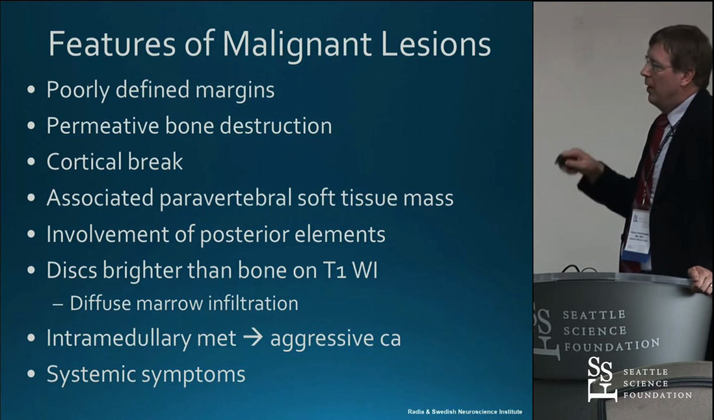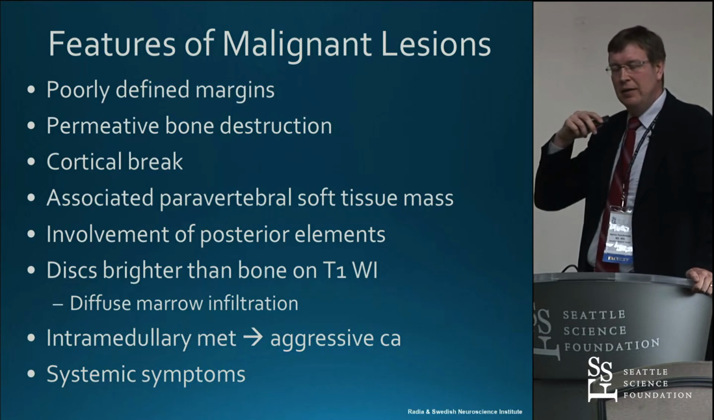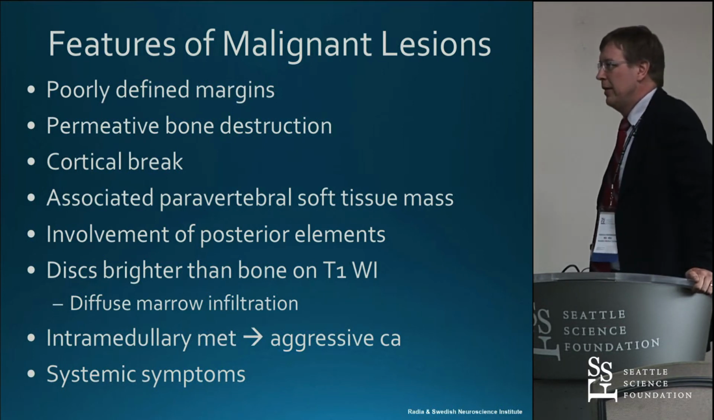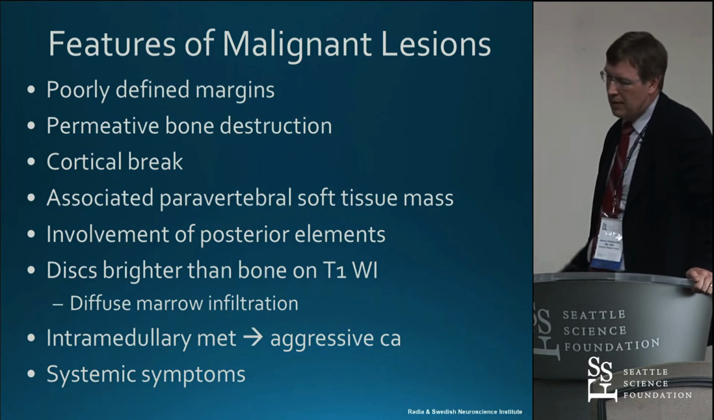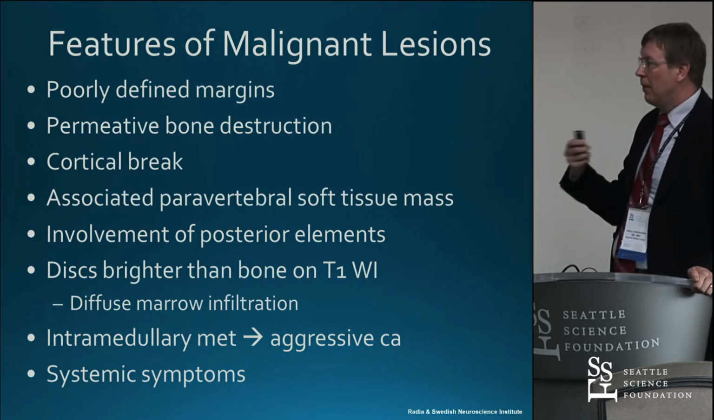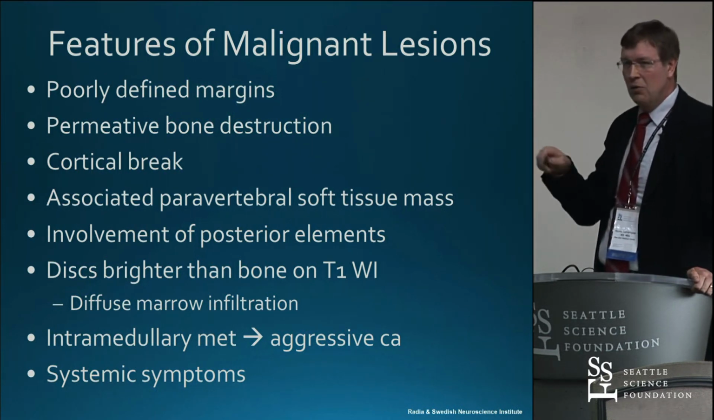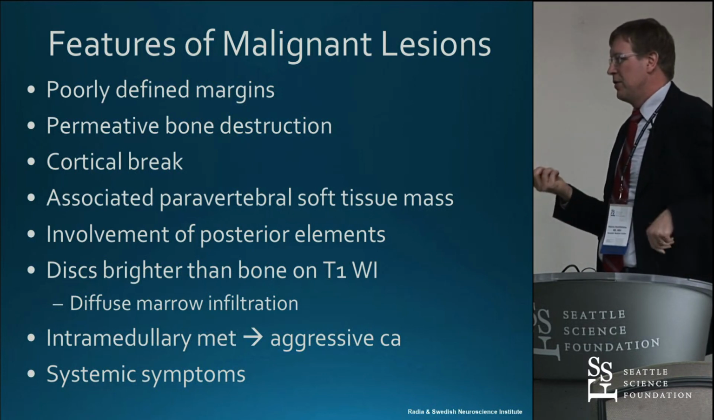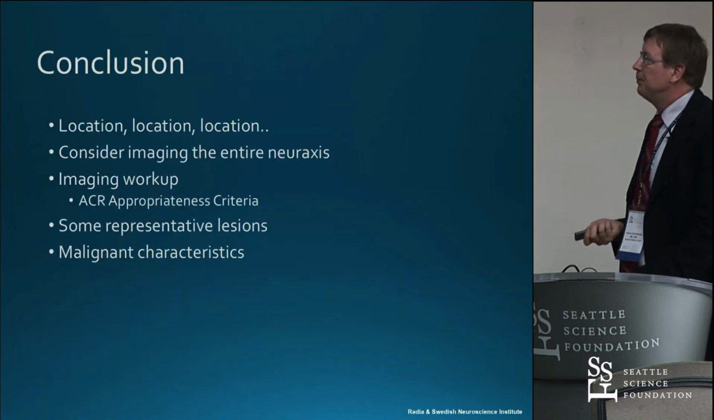Involvement, or when the discs are brighter than the bone diffusely on the T1 weighted image, so bone marrow is kind of diffusely hypointense, we think of diffuse marrow infiltration. There are both benign and malignant causes for that, but certainly have to keep in mind the possibility of malignant involvement creating that appearance. If you have intramedullary, so in the cord, mets, that means aggressive cancer, because it's very rare for mets to go there. So when they do, I would say think of aggressive cancer.